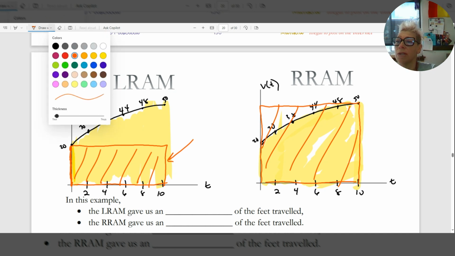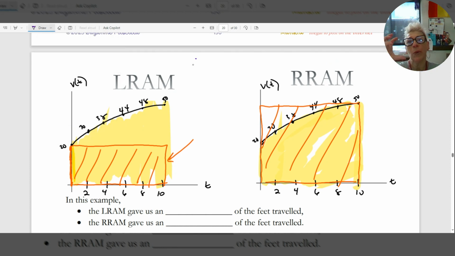I'm going to change colors here. Purple, that's pretty. And instead of doing one ginormous rectangle that takes up the whole area, since we have 1, 2, 3, 4, 5, 6 points of data, if we create rectangles using every 2 seconds instead of the entire interval from 0 to 10, we'll create for ourselves 5 rectangles. So I'll show you what I mean.